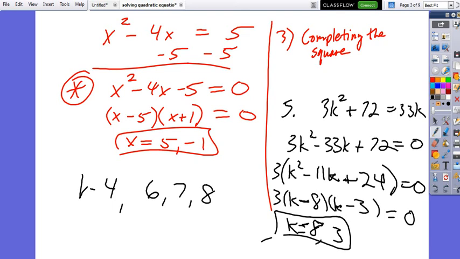Now you're going to take a few minutes and do numbers 1 through 4 and 6, 7, and 8 on your worksheet.